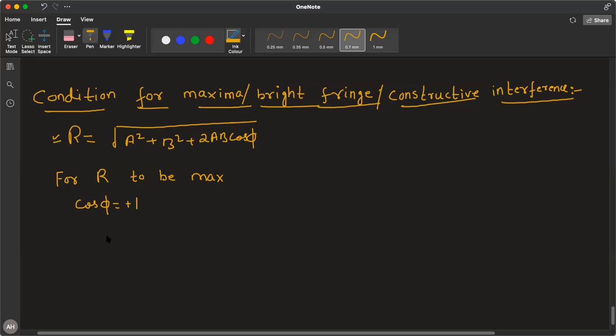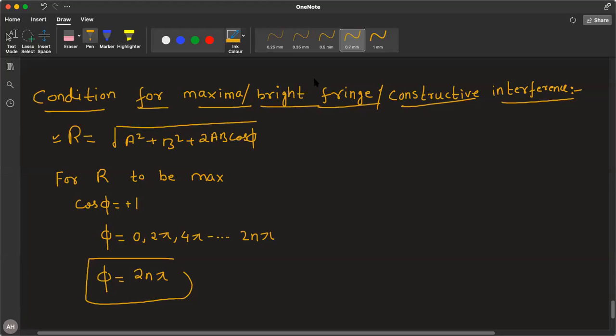Your cos phi is 1, which means the phase difference phi is either 0, or it could be 2 pi, or 4 pi. All even multiples of pi will give you cos phi equal to plus 1. Or you can write this as 2n pi. So this is the condition: the phase difference phi should be equal to 2n pi to get the maximum amplitude, also known as bright fringe.